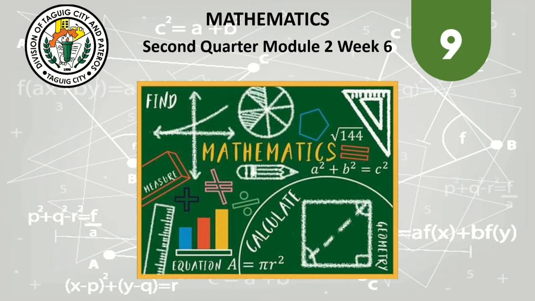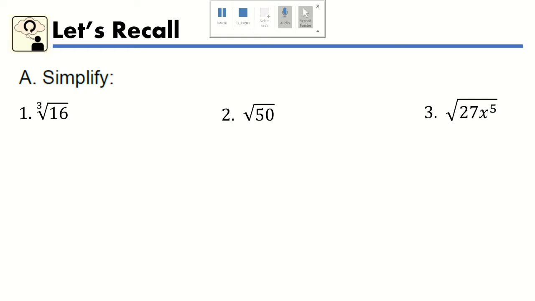Paano nga ba ulit mag-simplify ng radicals? So, ulitin natin ang ating nakaraang lesson. First, if we're going to simplify cube root of 16, una nating hanapin ang index. Ang index ay ang number na nasa tabi ng radical sign. Here, ang index natin ay 3. Next is, alalahanin natin ang property na nth root of a raised to n. Kapag ang index at ang power ay equal, we can cancel them out at ang matitira na lamang ay a.